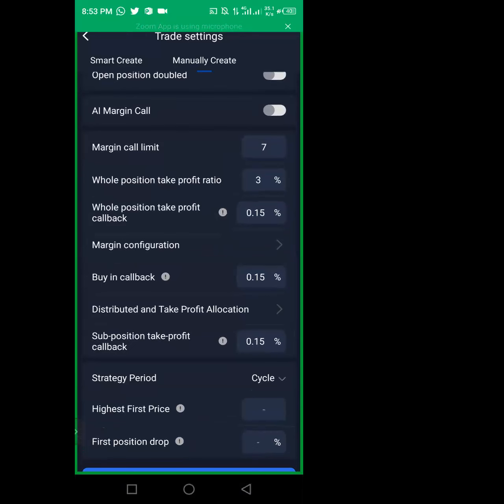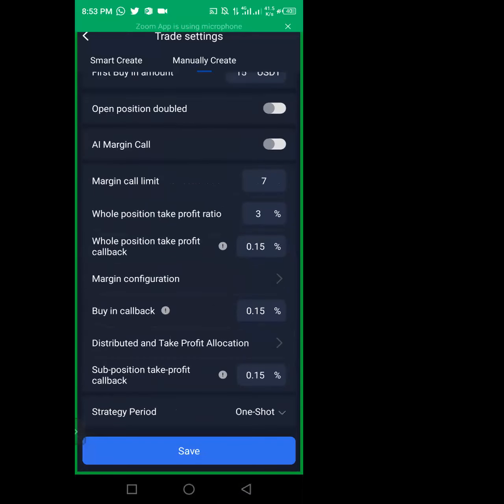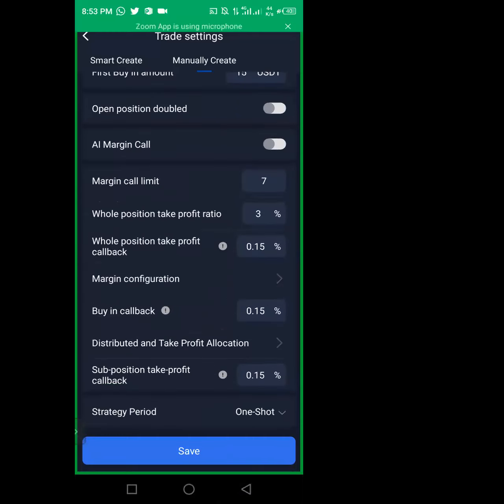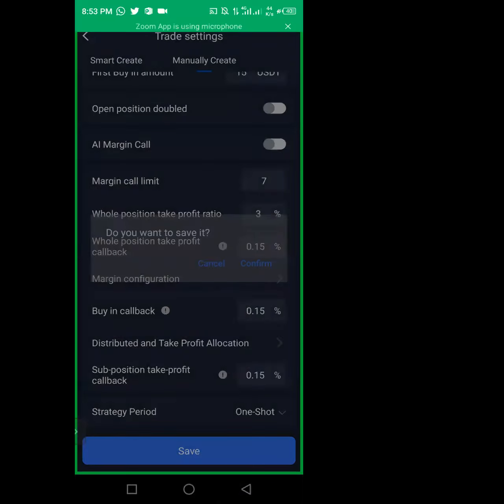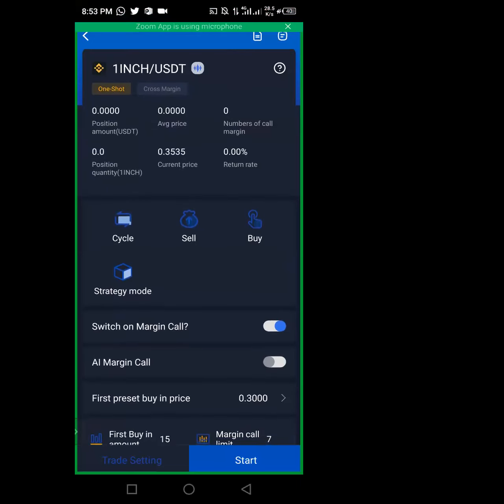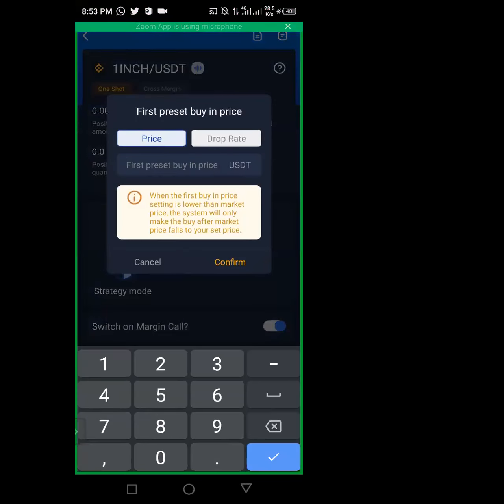it is a one-shot signal. So you change this cycle, you click it and it will turn to one shot. You save immediately. You save, you set the presets. If the signal is with presets, some signals you see presets, you come to this first preset buy-in amount here. You will not put the price the signal came with.